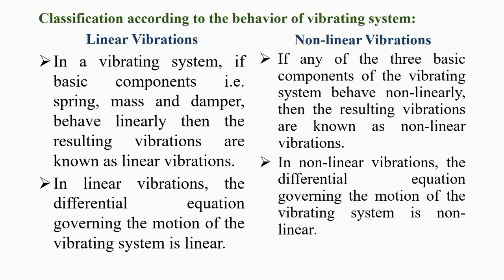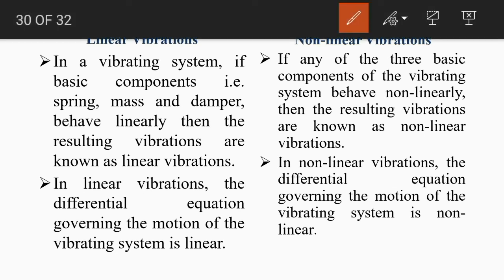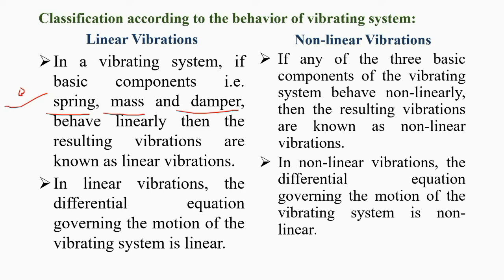Now our next classification is according to the behavior of vibrating system. Vibrations are classified into linear vibration and non-linear vibration depending on the behavior of the vibrating system. A system is made of basic elements that are spring, mass and damper. These three elements are most important for any vibratory system. If the behavior of these three basic elements, spring, mass and damper, is linear, then we can consider the vibration as linear vibration.